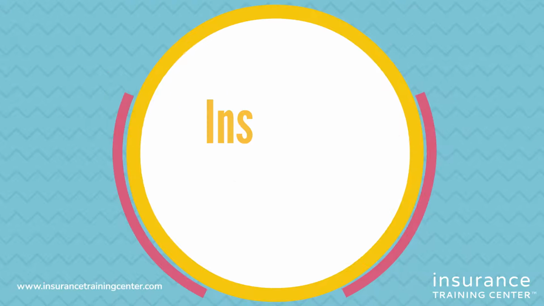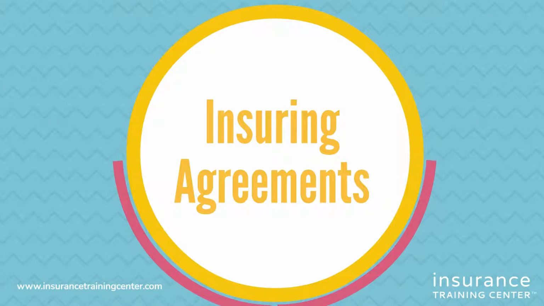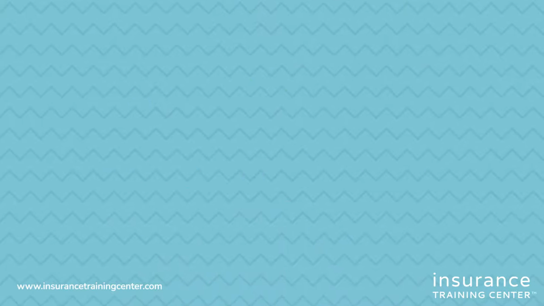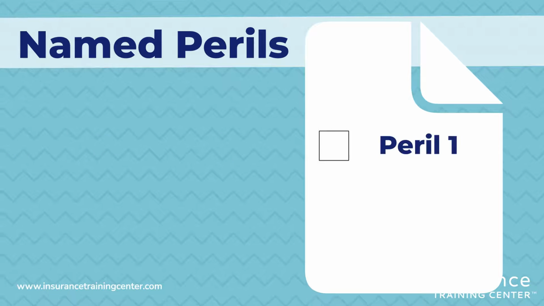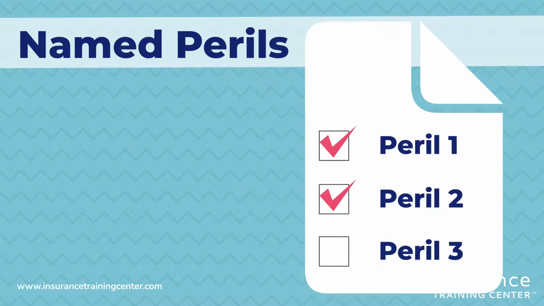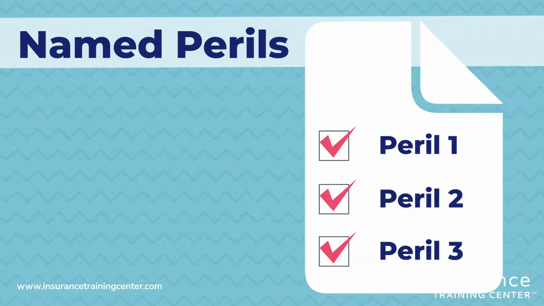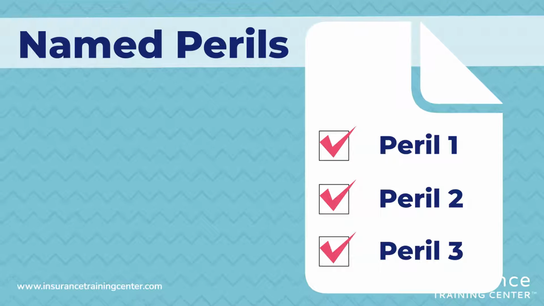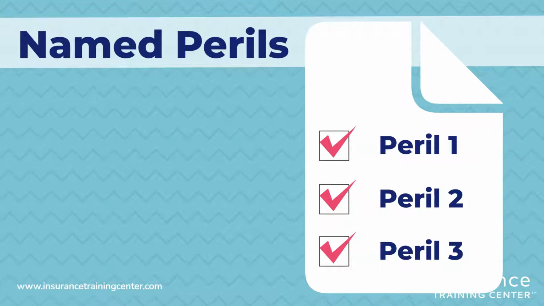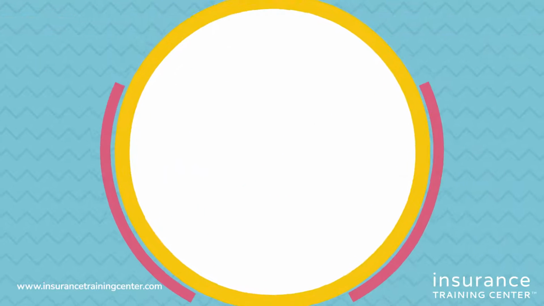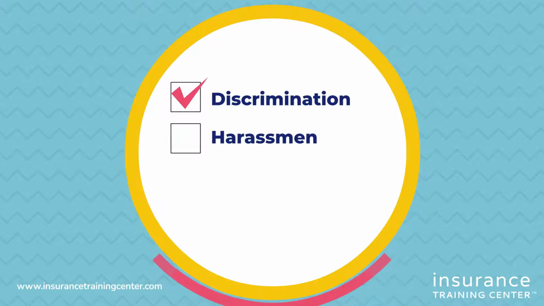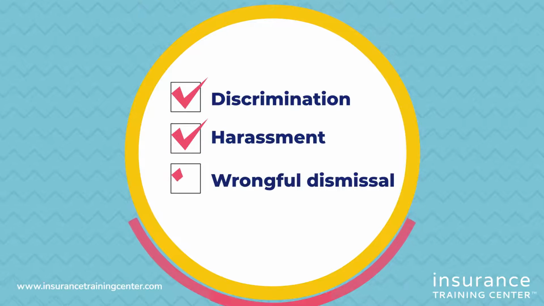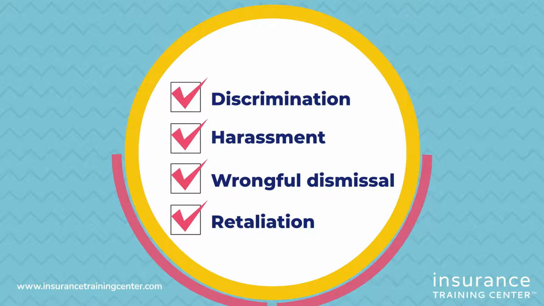What to buy? A look at insuring agreements. EPLI is a named perils policy. This means that only the perils listed on the policy are covered, so be sure to understand what is specifically covered by the policy. This is the core of all EPLI policies and would typically include various named perils such as discrimination, harassment, wrongful dismissal, and retaliation.